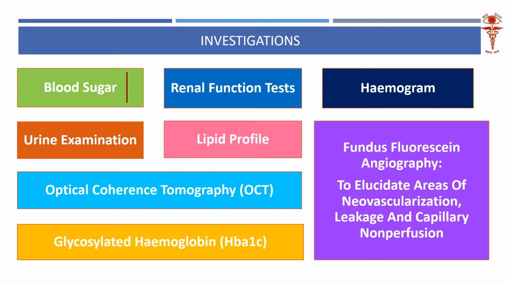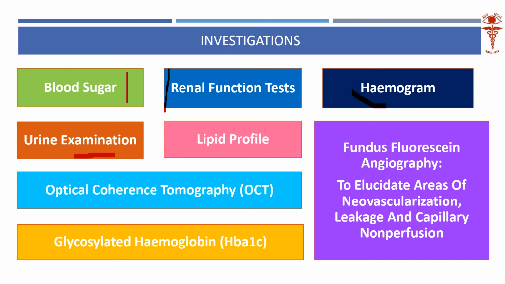You will do a renal function test, because if the retina is going to be affected as an end organ, simultaneously the kidney might also be involved as an end organ. So please also check renal function by doing urea and creatinine. And in a urine examination, also try to do microalbuminuria, which is a sign of renal damage.